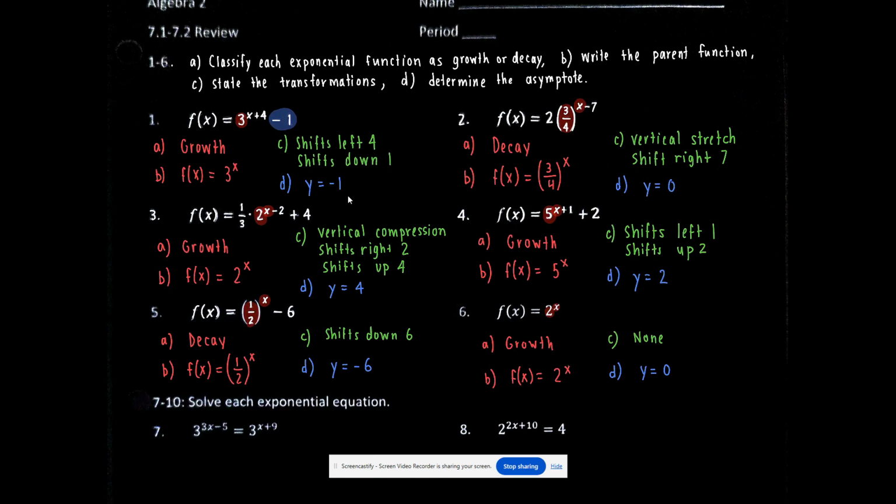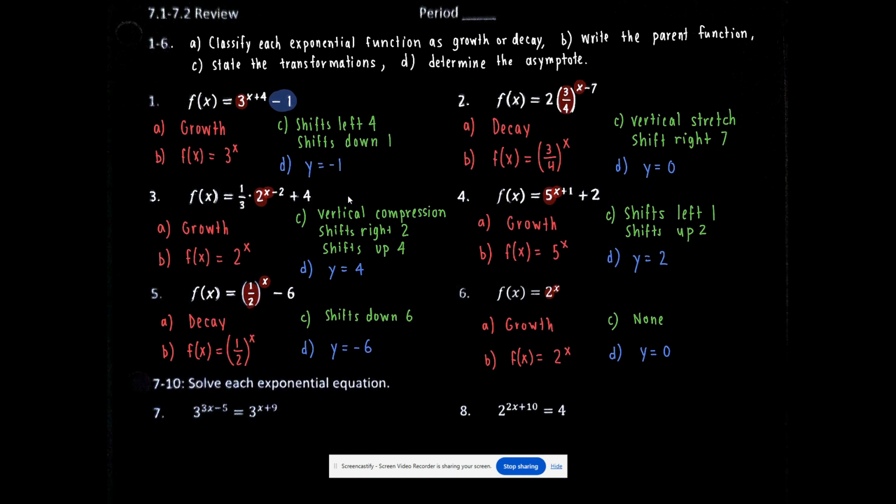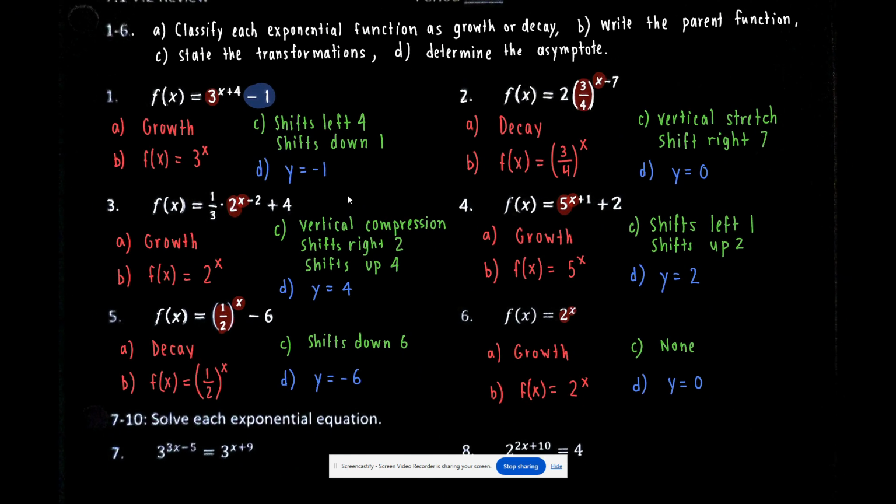A, we're classifying each exponential function as growth or decay. B, we're writing the parent function. C, we're stating the transformations. And D, we're determining the asymptote. Please remember that those will be the exact same instructions on the quiz tomorrow. So you need to have a good understanding of every one of those because they'll all be on there. The only thing that we left out was reflections.